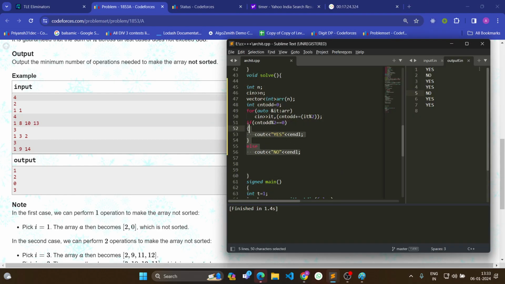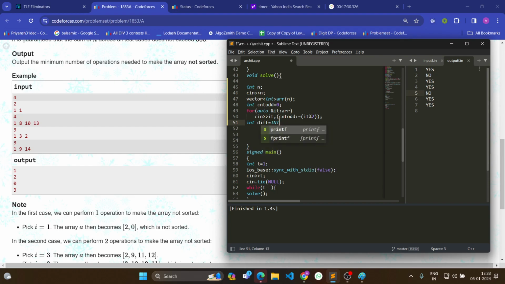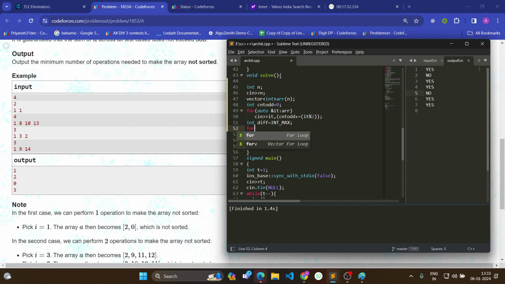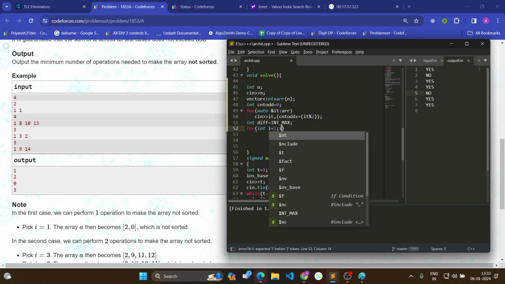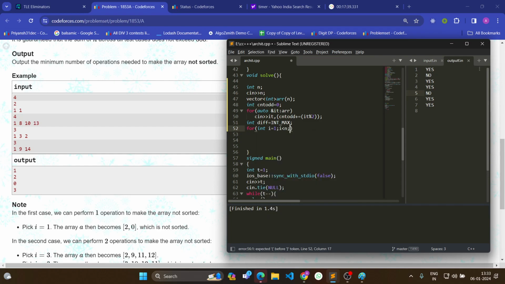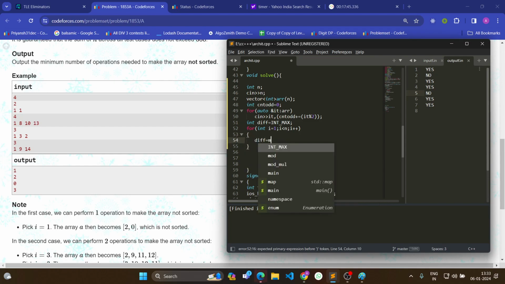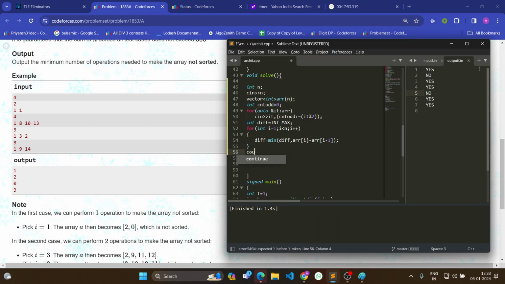Already taken the input. Let's just do one thing. int diff is equal to int max, for int i is equal to 1, i less than n, i plus plus, and diff is equal to min of diff comma a of i minus a of i minus 1.